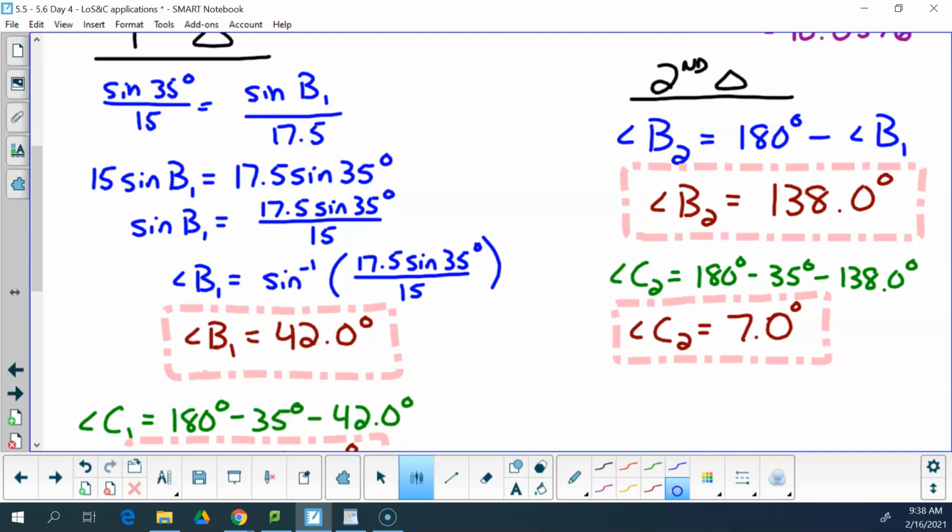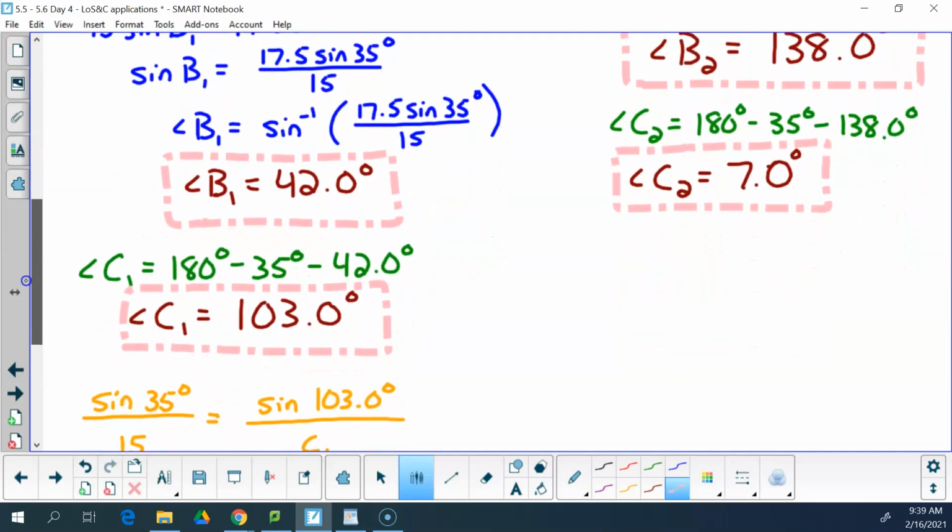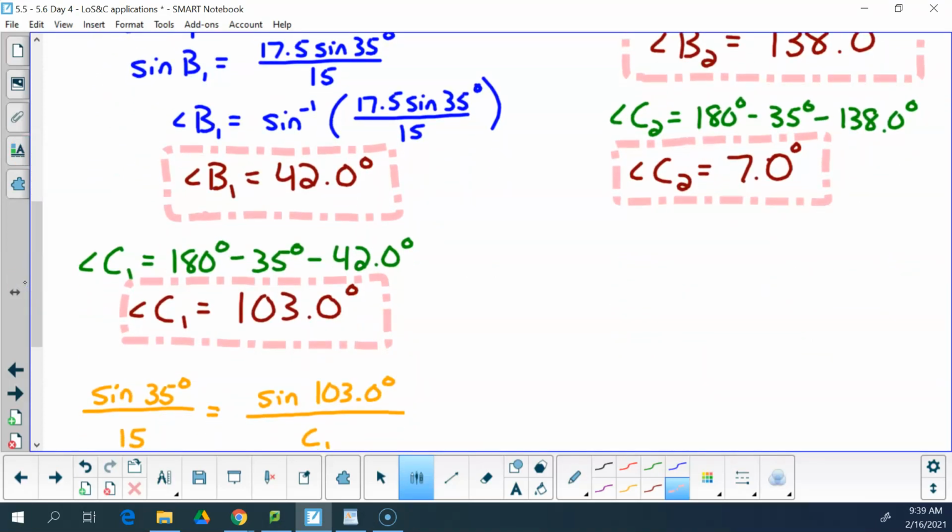All right, so then we're good to go. So now we just have to run a little sine of 35 degrees divided by 15 is going to equal the sine of 7.0 degrees divided by side C sub 2.